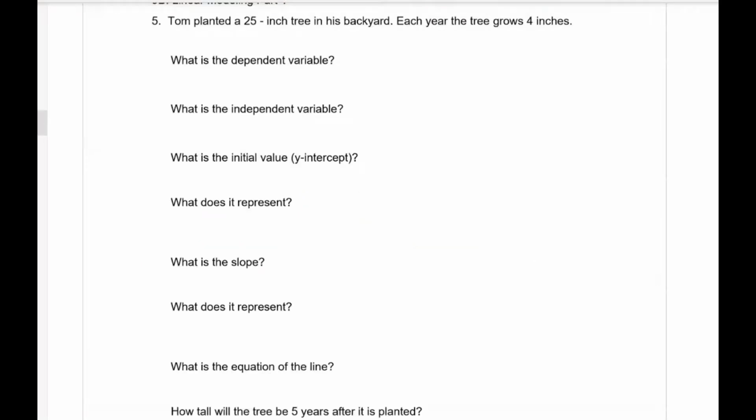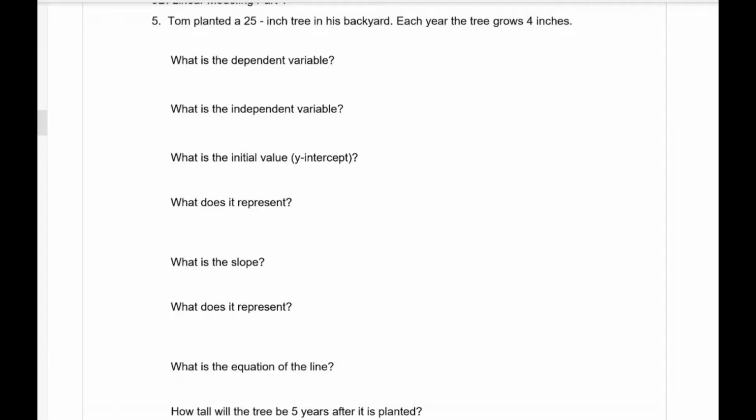Okay, now we're going to be looking at some different scenarios where we have a linear relationship going on, and we have to identify some things about these relationships. In this problem, we have Tom planted a 25-inch tree in his backyard, and each year the tree grows 4 inches. Okay, we're going to look at these first two questions together.